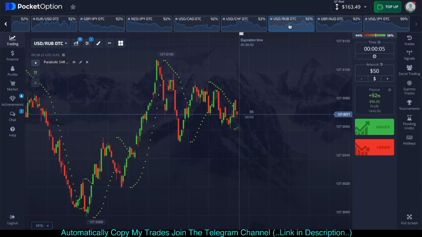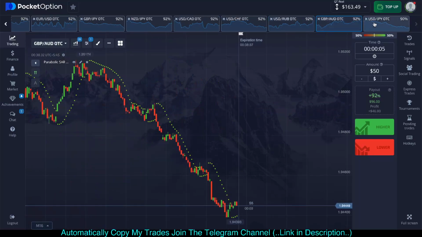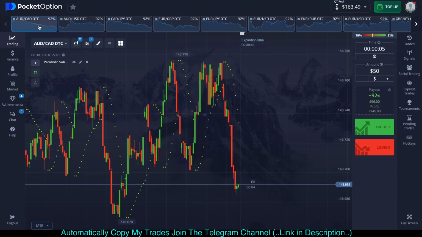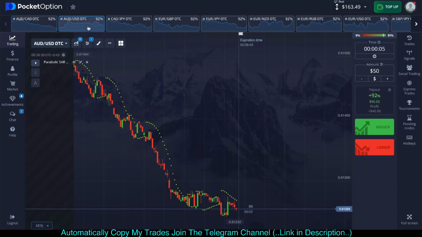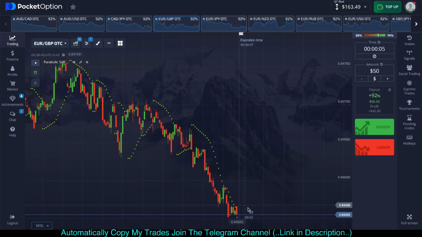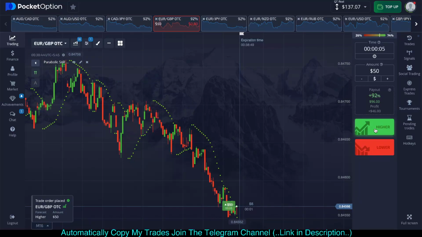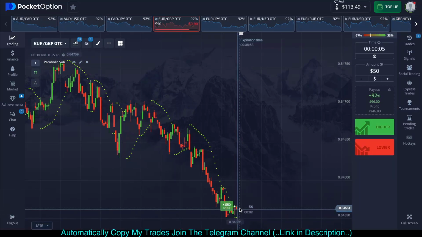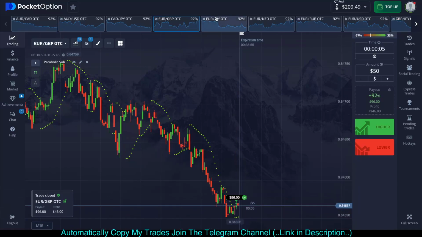Sometimes you may get fewer signals with this strategy, but the accuracy can be high at certain times. Okay, so one dot has formed, so most probably another dot has formed, so we made a trade and let's see what happens. Yes, we made a profit in these two.